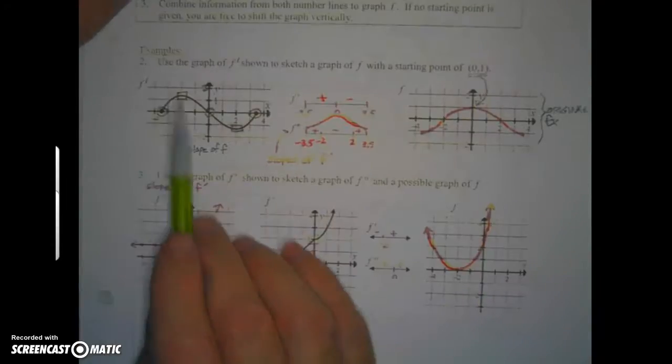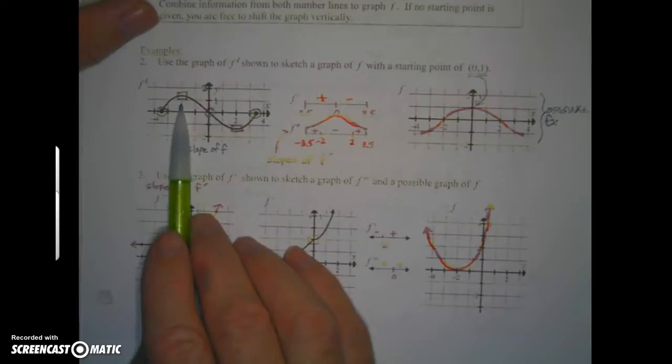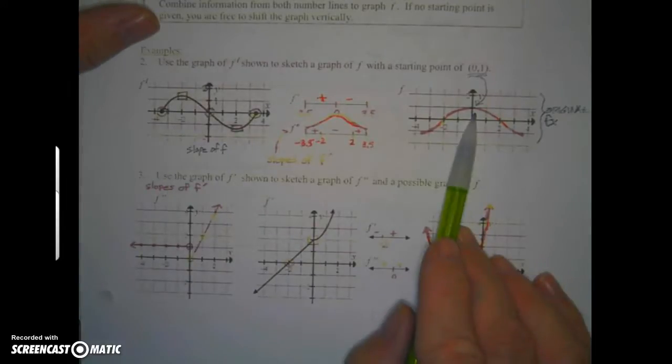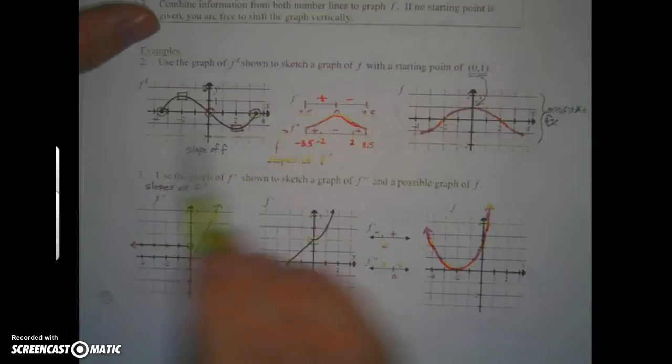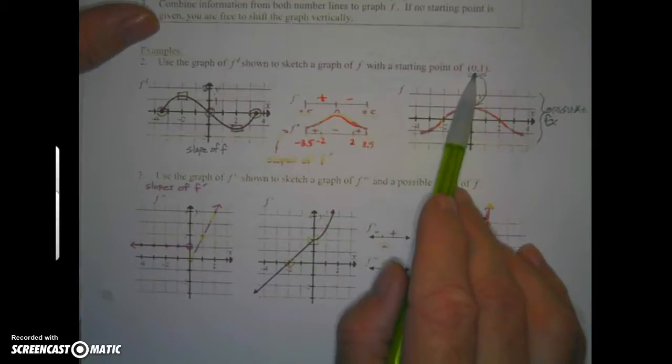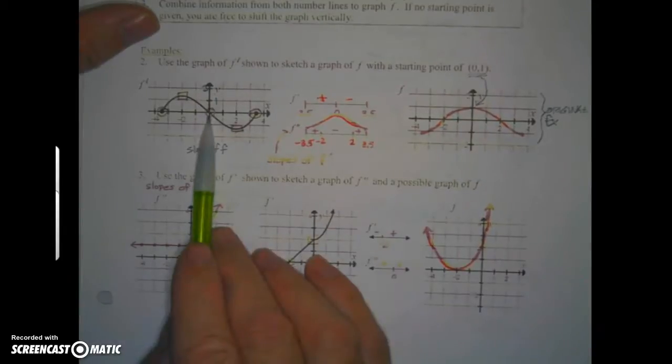In number 2, we're moving from a derivative graph all the way back to the original graph. So the first thing I'll want to do is mention or show where the starting point is. A starting point is just a reference point to get you going. So I'm going to show this starting point by circling it.